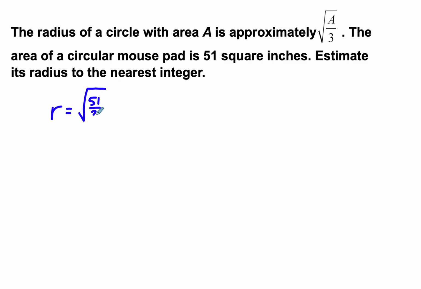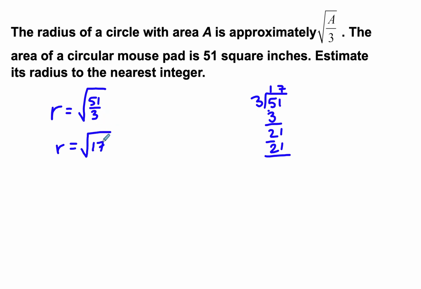divided by 3. That radical sign acts like parentheses. You have to do what's inside of it first before you find the square root. So off to the side here, I'm going to do that 51 divided by 3 part. 3 goes into 5 once. With 2 left over, I bring down that 1. 3 goes into 21 7 times. Okay, so 7 times 3 is 21. All right, so my radius is going to equal the square root of 17, approximately.